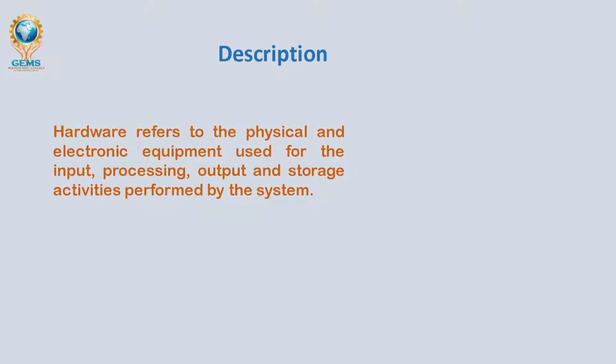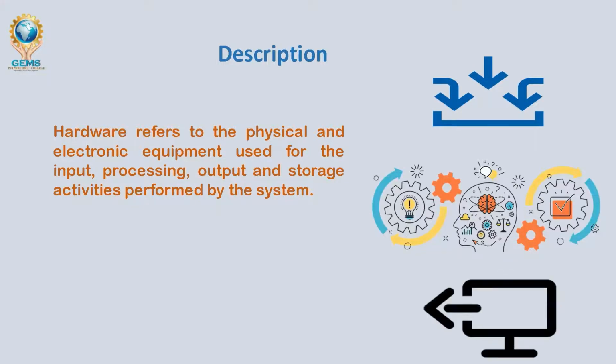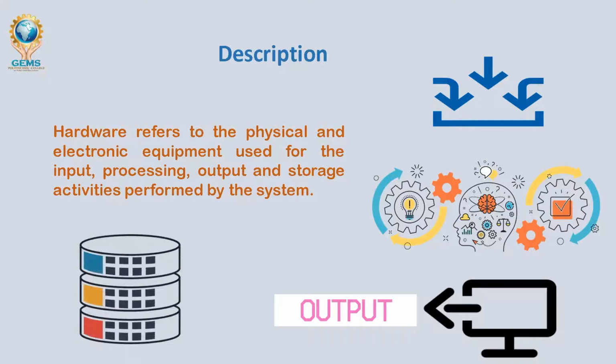Let's see about the hardware. What is hardware? What is hardware in a computer? Quite simply, computer hardware is the physical components that a computer system requires to function. It is the basic component that a computer requires to function. Without the hardware, the computer can't run. So we can simply say that hardware refers to the physical and electronic equipment used for the input, processing, output, and storage activities performed by the system.